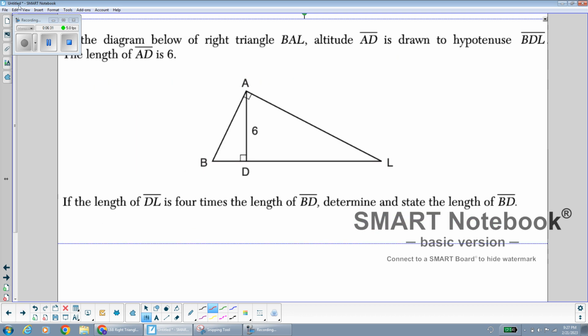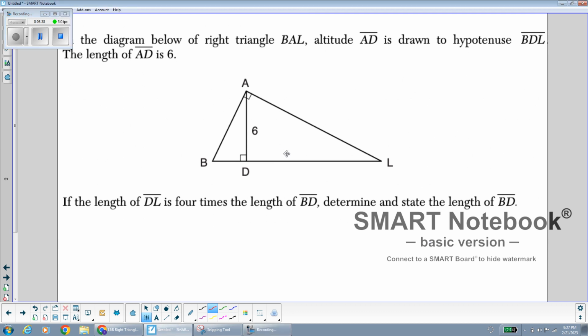Let's take a look at this example here and figure out leg rule or altitude rule. I know it's going to be one of the two just from looking at the diagram because I see a big right triangle with an altitude drawn to the hypotenuse. And if we read the question, it says that the length of AD is 6. So AD is the altitude. We have the altitude. So already in my mind, I'm thinking that we're going to use the altitude rule because we have information about the altitude.